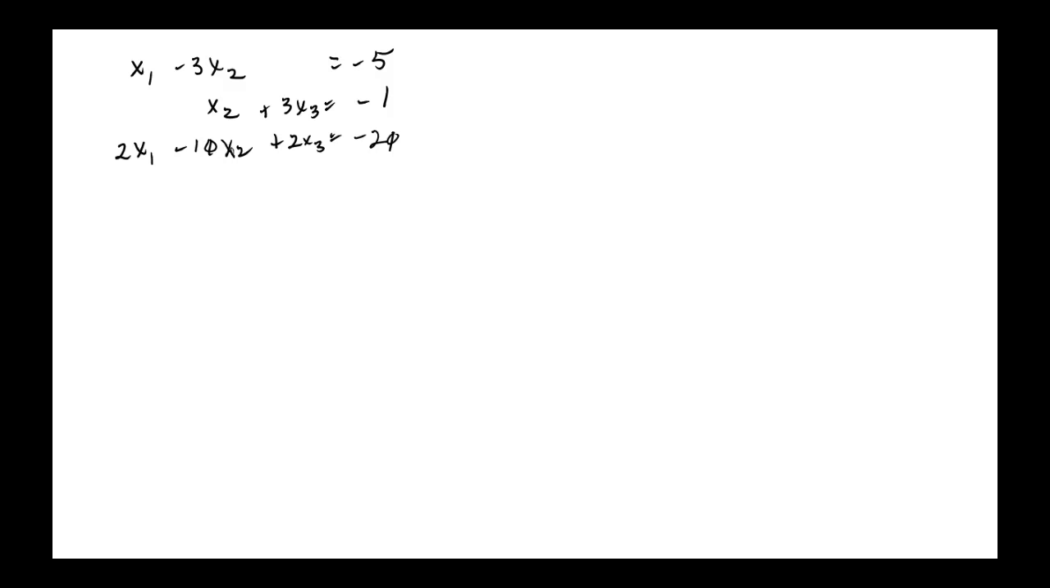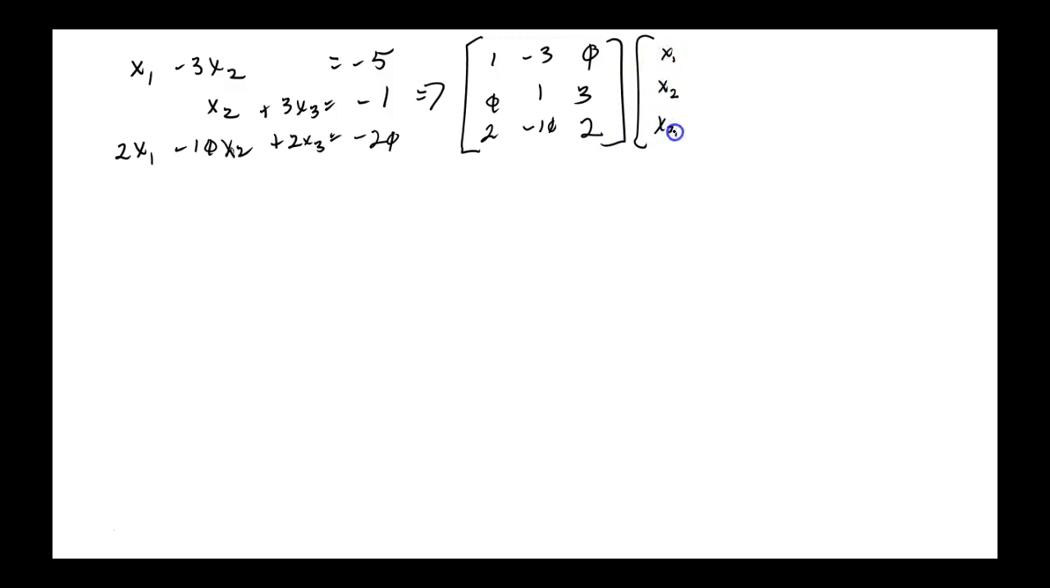Okay, so first thing let's do, let's write the coefficient matrix. Okay, I think I'll write it over here. So matrix A is going to be 1, -3, 0, 0, 1, 3, and 2, -10, 2. Okay. The variable matrix, unknown matrix, is x1, x2, x3, and that's equal to the constant matrix, or vector, if you want to call it that, -5, -1, -20. Okay, so that's your AX equal B.